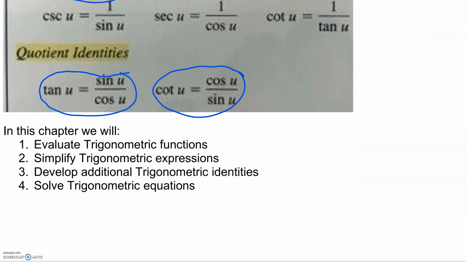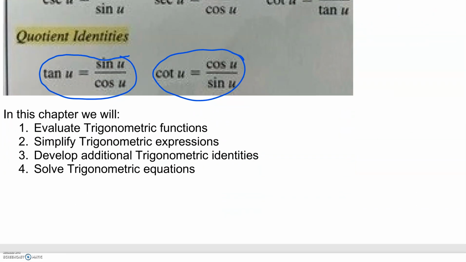Okay. We're going to learn 4 things in this chapter, right? First, we're going to evaluate trigonometric functions. Today and for the next week, we're going to be spending time on simplifying these expressions. Along the way, we will develop additional identities, like we're going to develop 3 identities today. And then the big part of this unit is to solve trigonometric equations, right? We want to solve equations that have sines, cosines, and tangents in them.